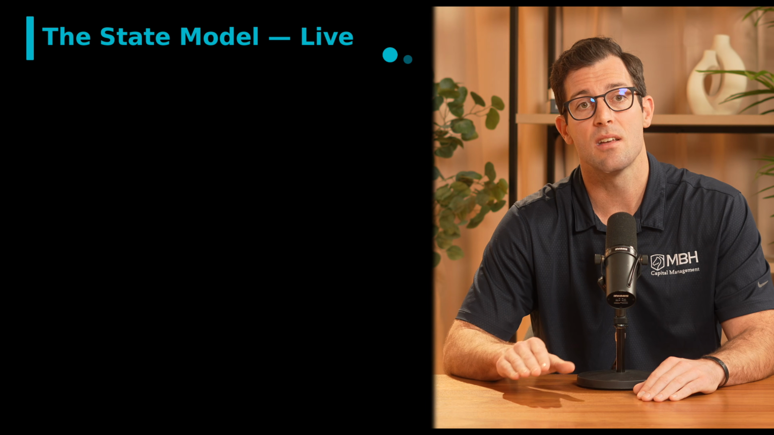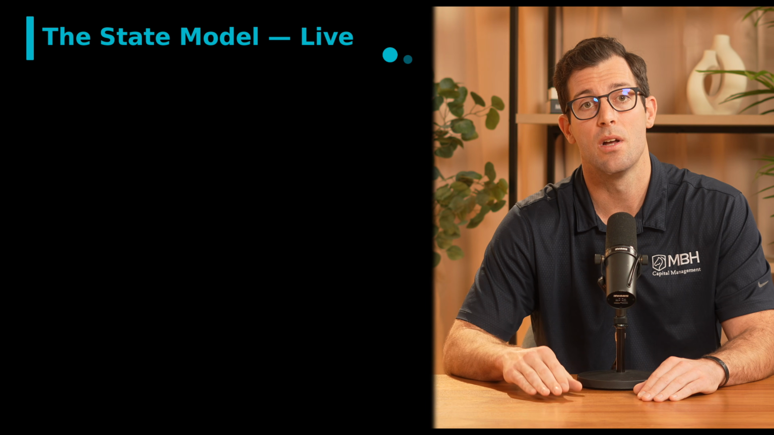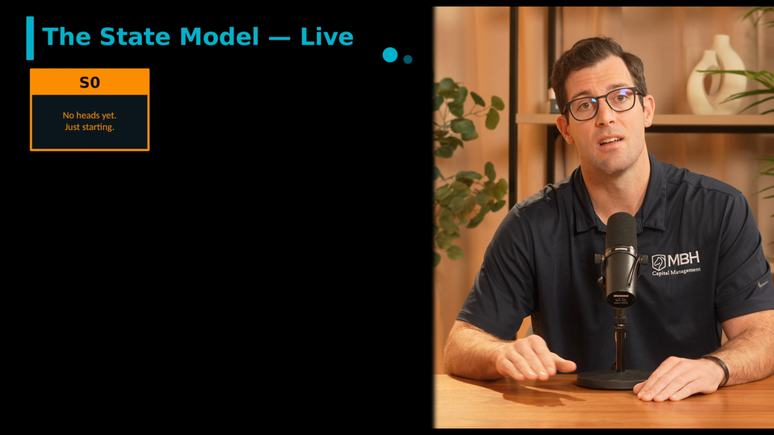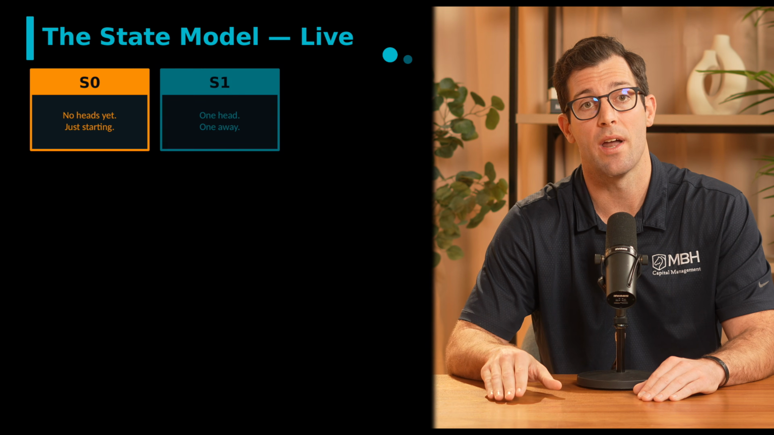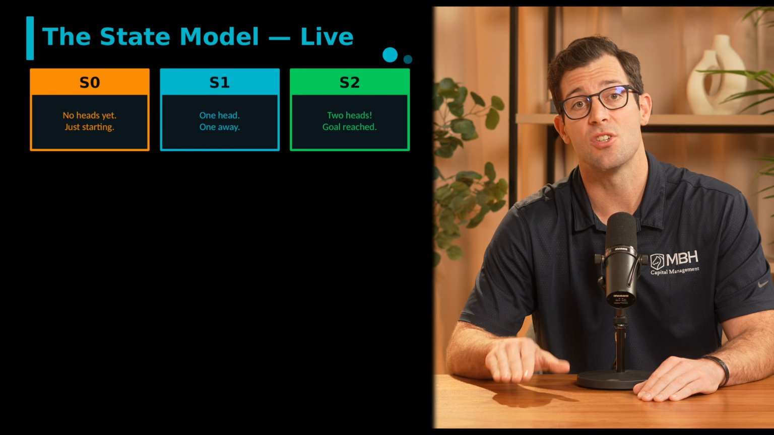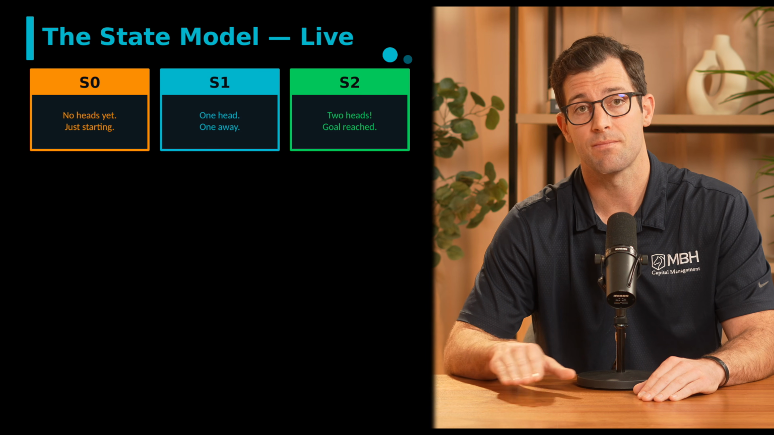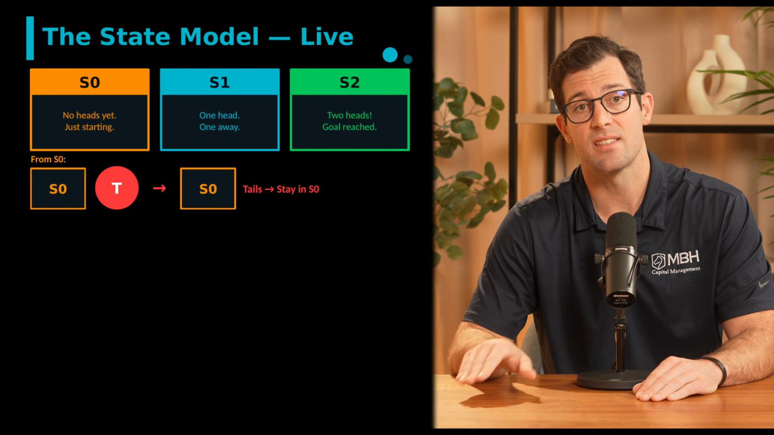We set up states based on how many consecutive heads we've achieved. State 0, no consecutive heads yet. Last flip was tails, or we're just starting. State 1, we just flipped 1 head. State 2, we got 2 heads in a row. That's our goal. From state 0, if we flip tails, we stay at state 0.